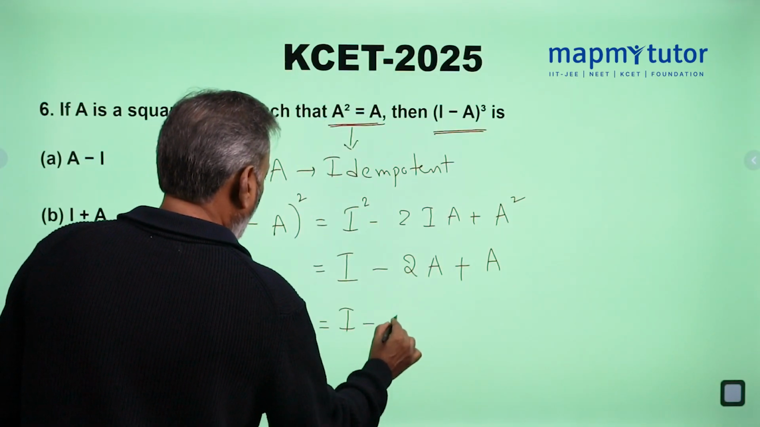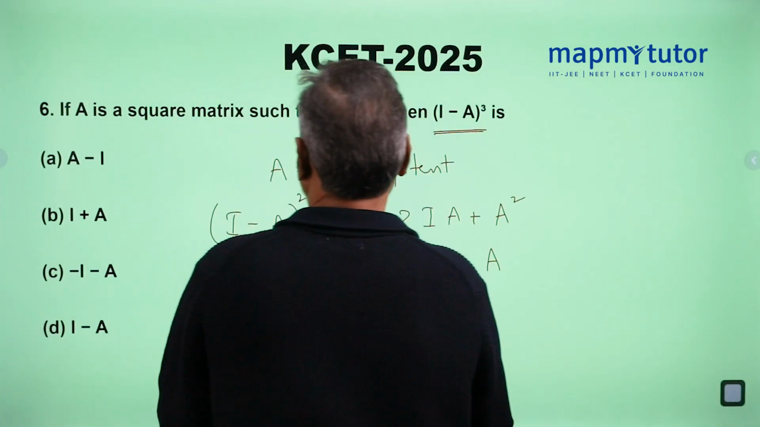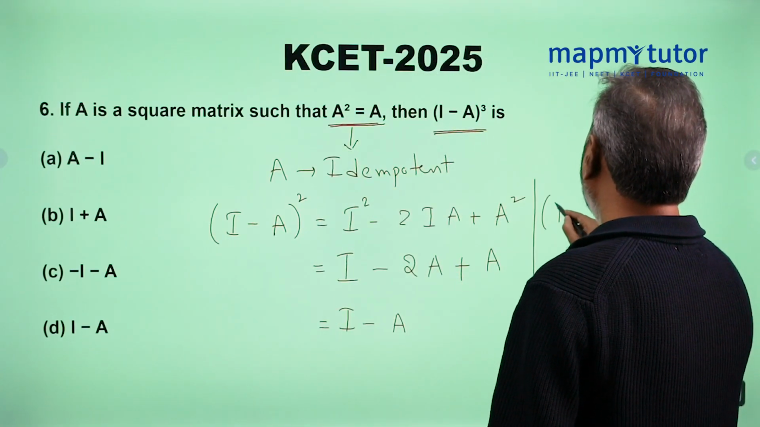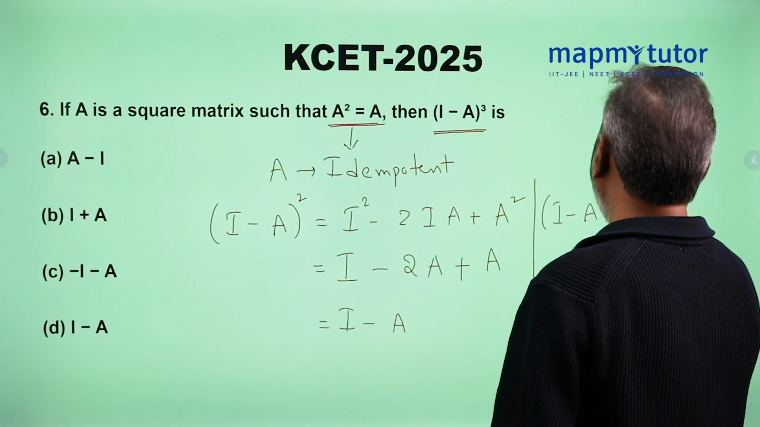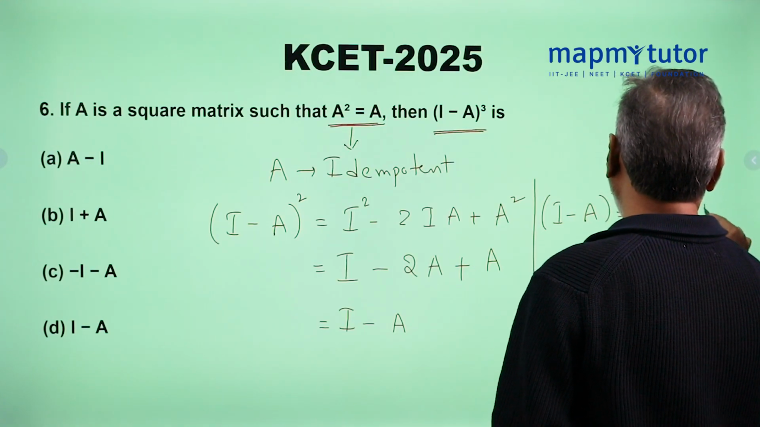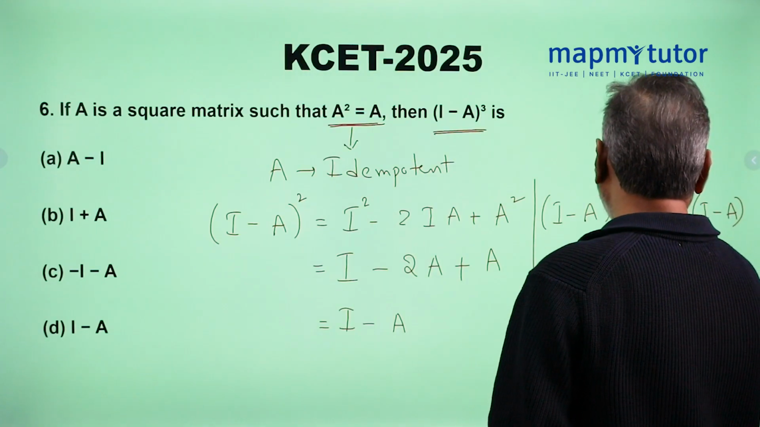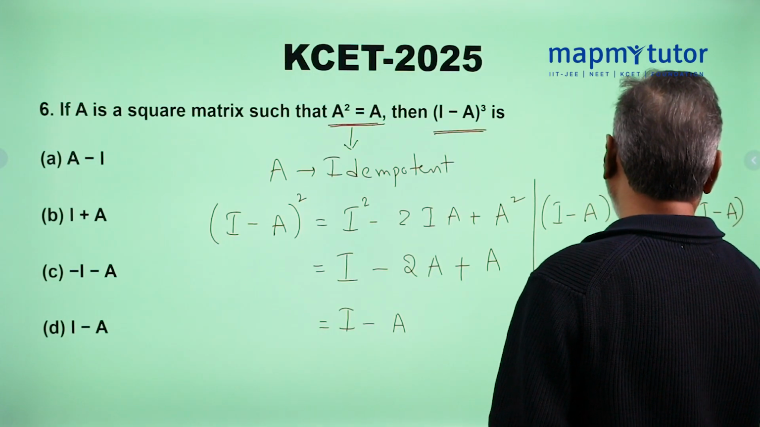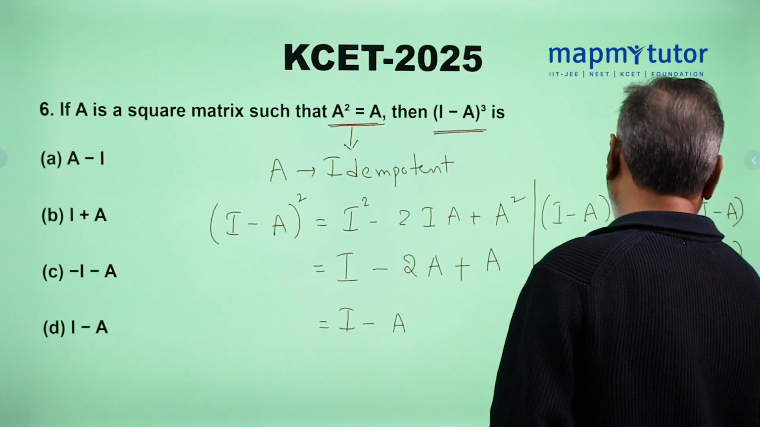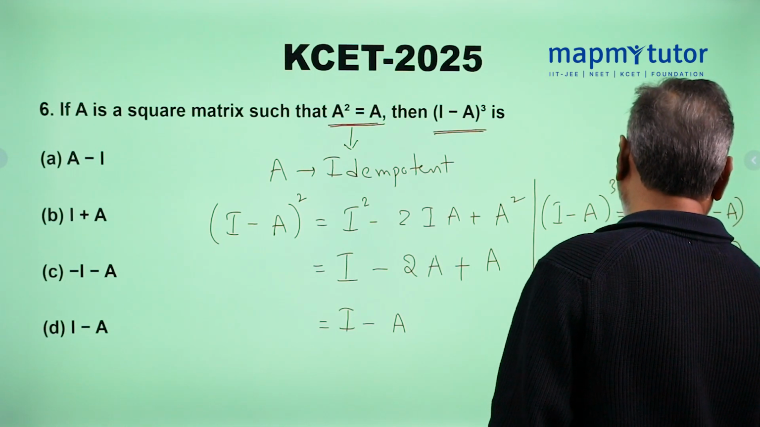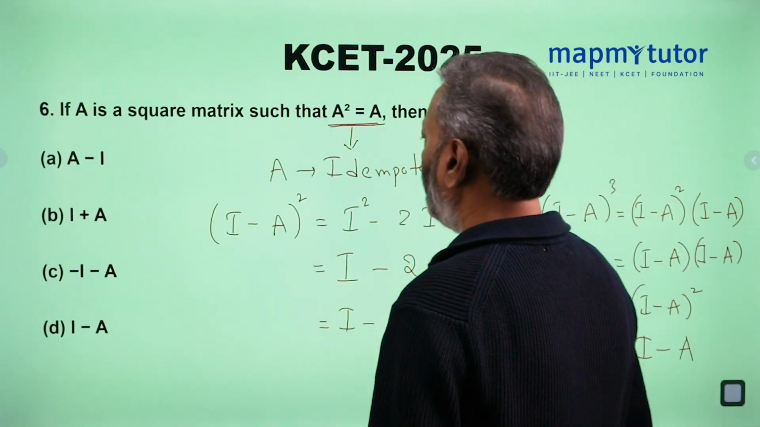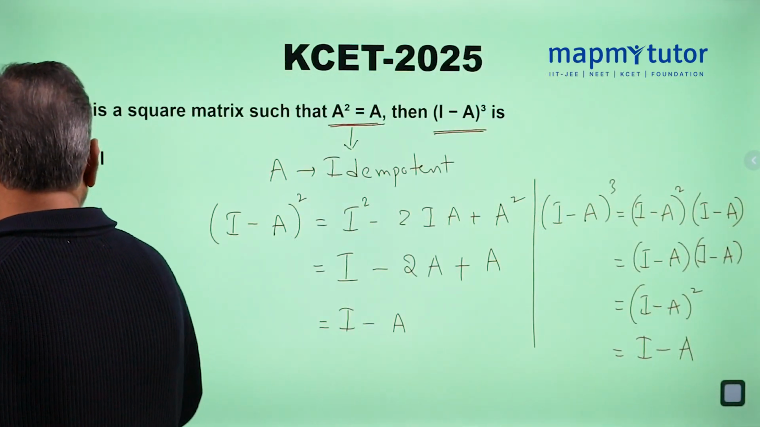Therefore, I got I minus A. So once (I minus A) whole square is I minus A, then try to find (I minus A) whole cube, which is (I minus A) whole square into (I minus A). Just now I proved (I minus A) whole square is I minus A into I minus A, which is again I minus A. See, it is recurring. Therefore, the correct option is D.